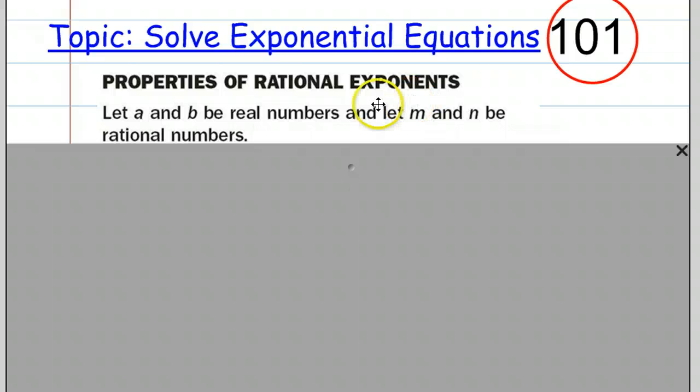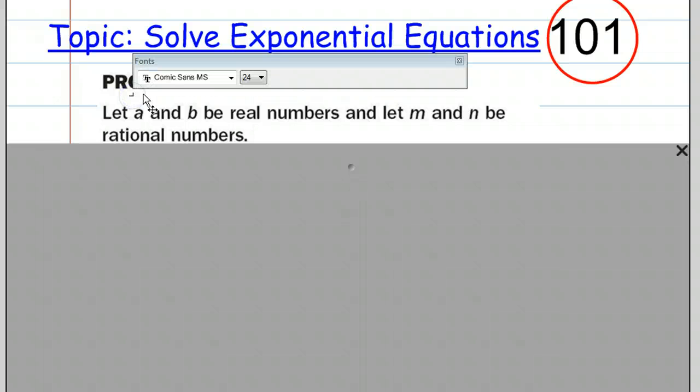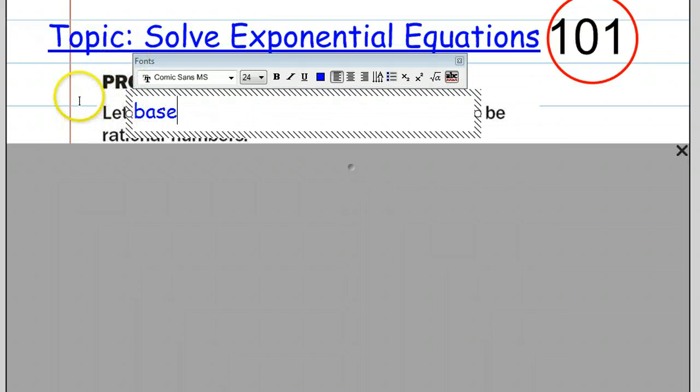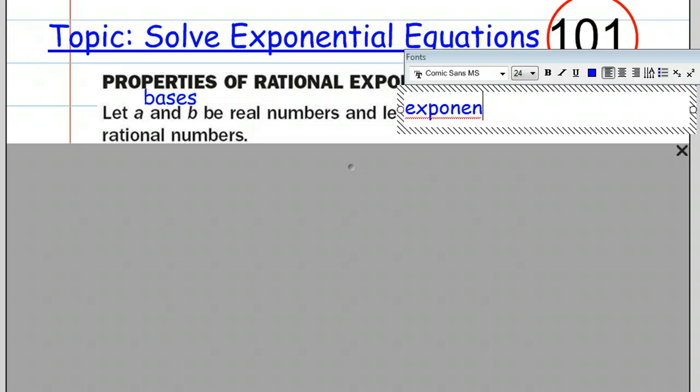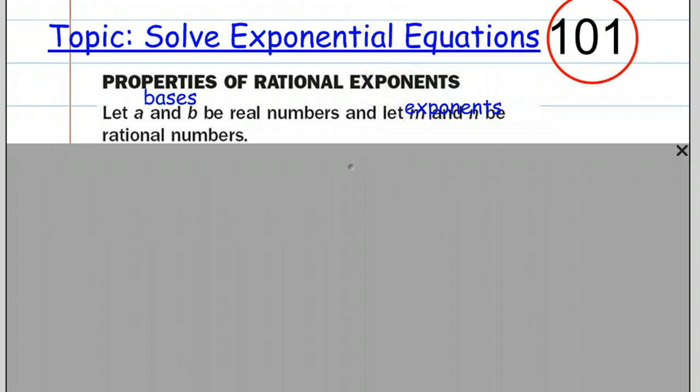Now in this case, a and b are real numbers and m and n are rational numbers, which are the numbers that can be written as a fraction. And a and b are going to be used as our base numbers. Our bases are a and b. And then our powers, or the exponents, are going to be m and n. So in the power function, the exponents are going to be the m and n. So it's important that you know the difference, because what's going to be staying the same is pretty much the bases, and what can be changing are the exponents.